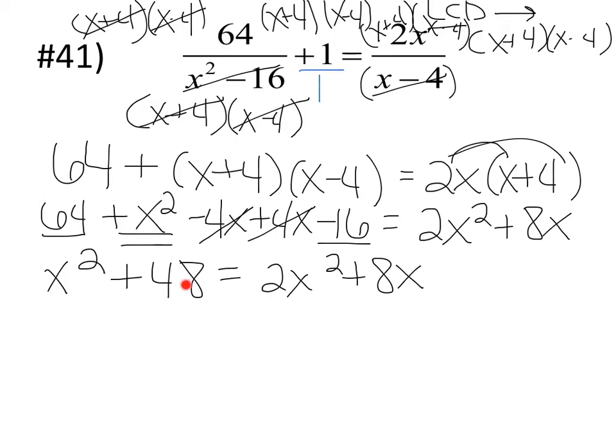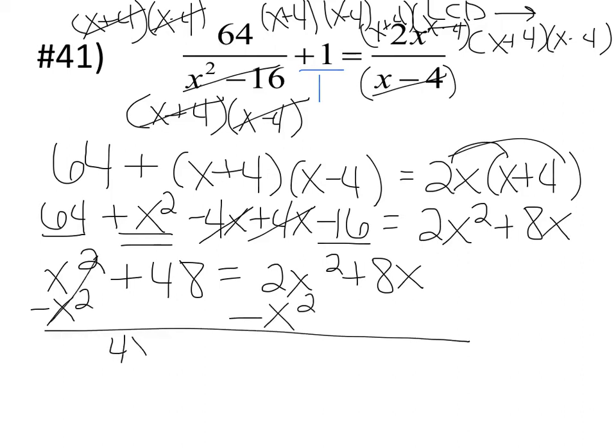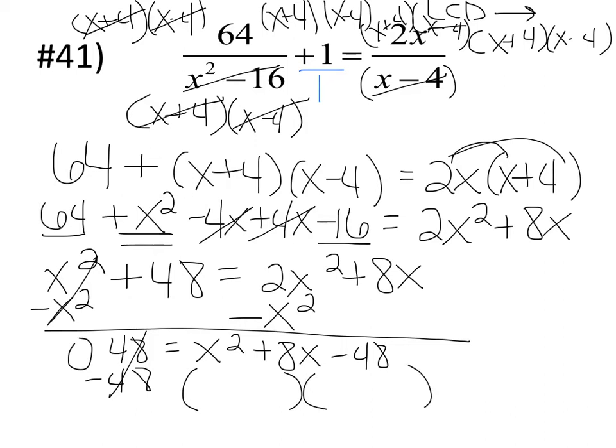Actually, I lied. I'm going to move these over here to keep my x squareds positive. So subtract x squared from both sides. You get 48 is equal to x squared plus 8x. Then you subtract 48 from both sides, and you end up with 0 is equal to x squared plus 8x minus 48. So now you want to factor these.